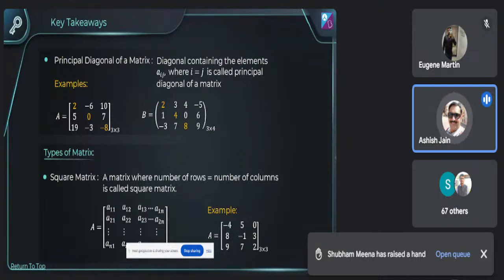In a non-square matrix, we again consider the element at first row first column, the element at second row second column, and the element at third row third column as principal diagonal elements. So 2, 4 and 8, which are highlighted here in matrix B, are a part of the principal diagonal of a matrix. Clear hai?